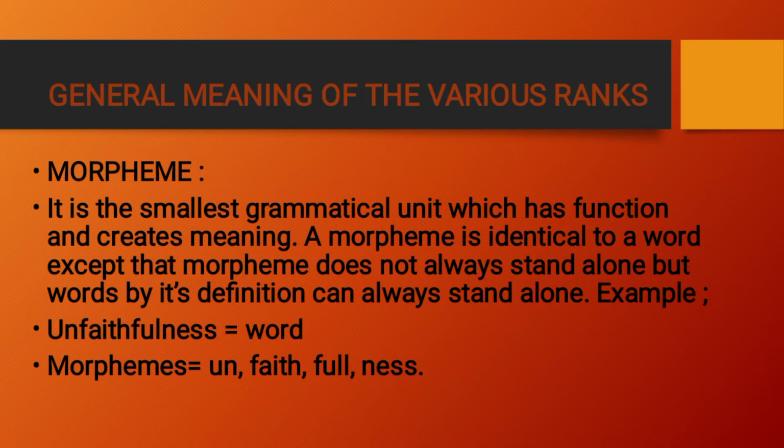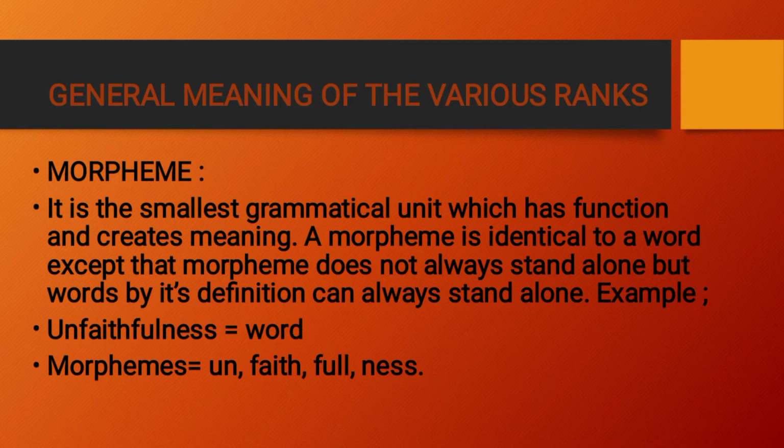Example. When you talk of the morpheme, it's the smallest grammatical unit. So let's take this example: unfaithfulness. From the word unfaithfulness, you will get un. It's a morpheme. Faith is a morpheme. Full is a morpheme, and ness is also a morpheme. So these morphemes came together to form a word.